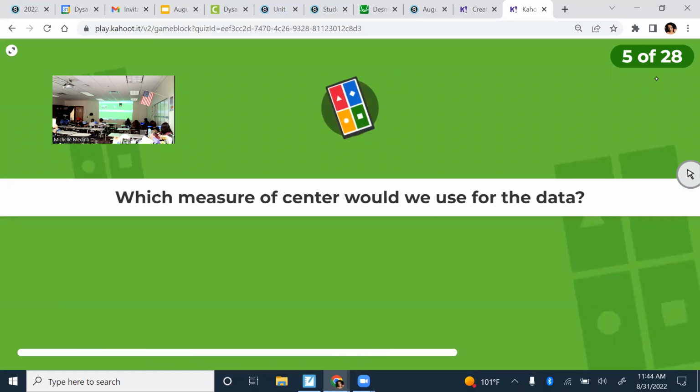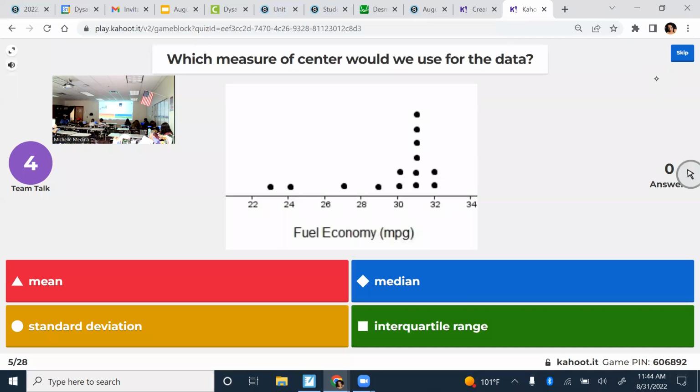Which measure of center would we use for the data? Mean, median, standard deviation, or interquartile range?